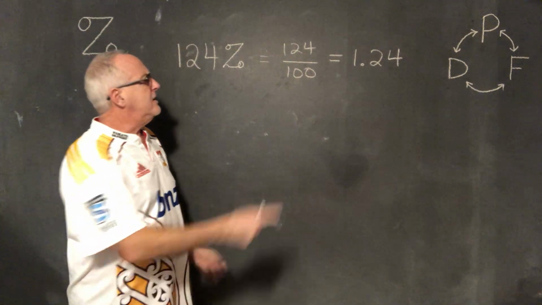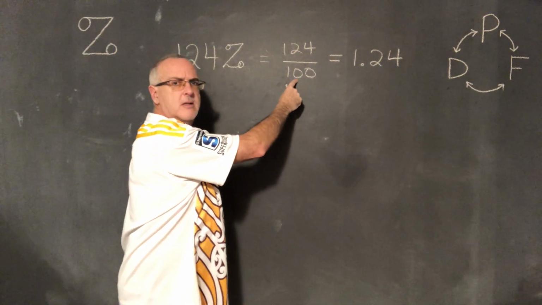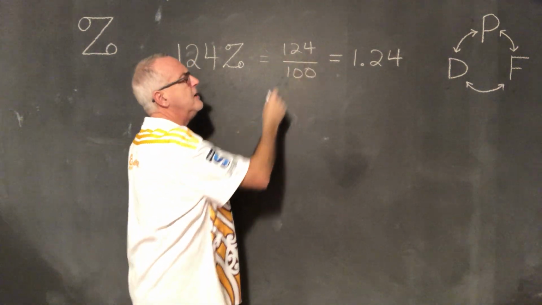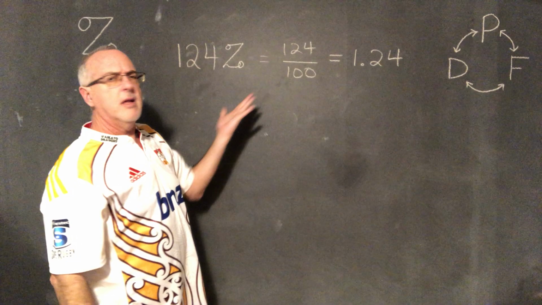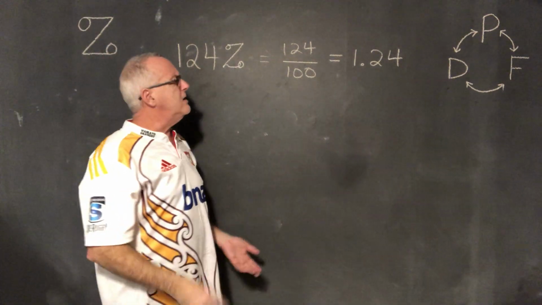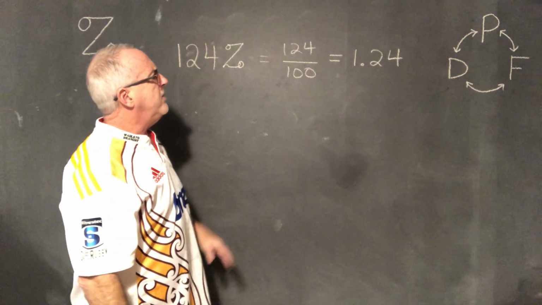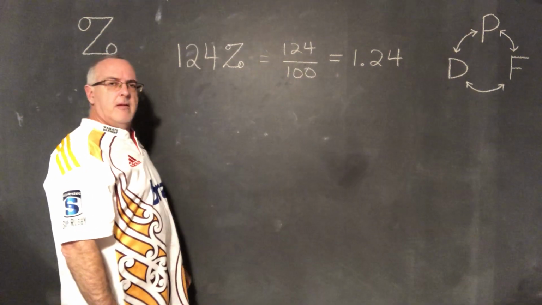How do we know how many places? We count the zeros in this. There's 2 zeros, so that means I'm moving the decimal 2 places to the left. We're used to this. This is all review. 1.24 is going to be the answer. This is fun.